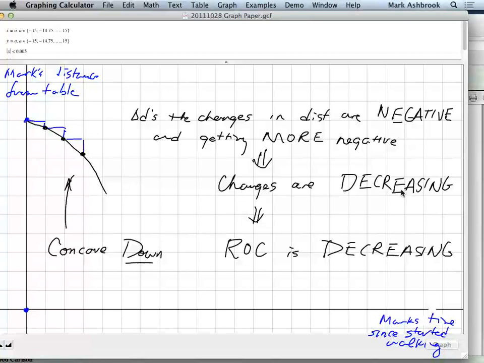So is that a decreasing list of numbers or an increasing list of numbers? It's a decreasing list. Negative 1, negative 2, negative 3. Those numbers are decreasing. So that's what we mean. The changes are decreasing. They're becoming more negative. And therefore, the rate of change is decreasing. I'm speeding up, but the quantity is distance from the table. I'm speeding up towards the table. Therefore, my rate of change is decreasing. It's hard. Okay.